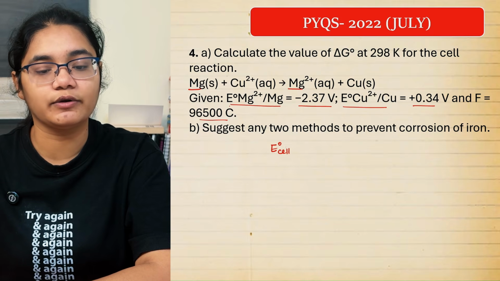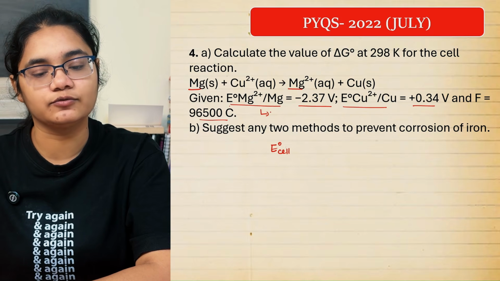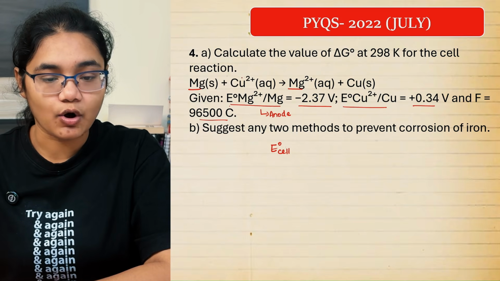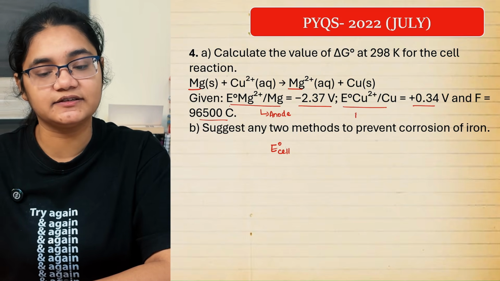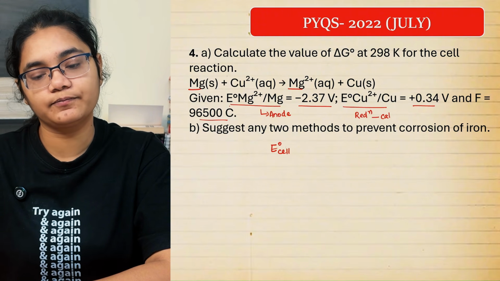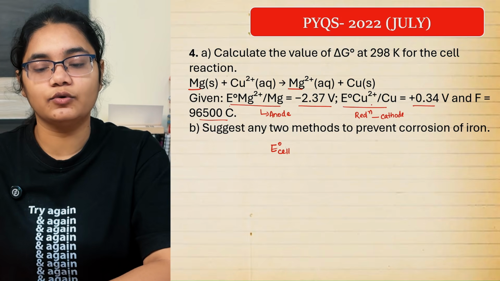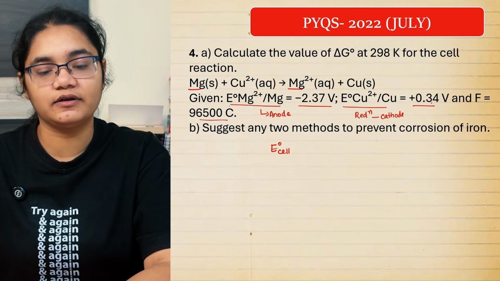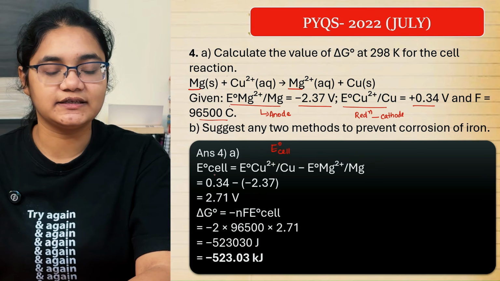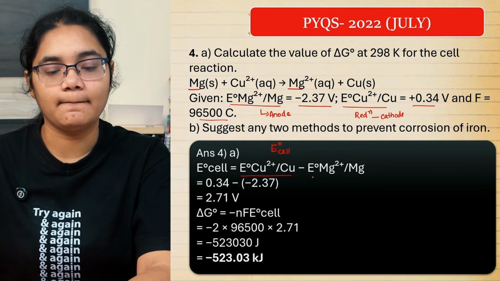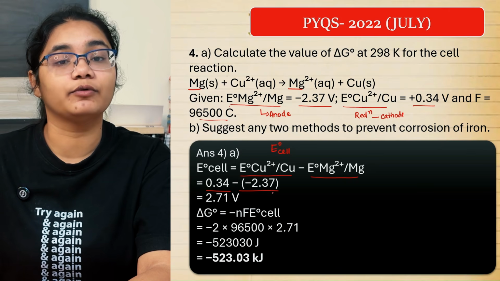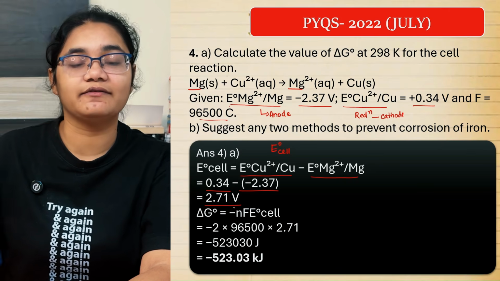See, magnesium is undergoing oxidation, so definitely this has to be the anode. You can see Mg is going from 0 to plus 2. Now copper is going from plus 2 to 0, so that means it is undergoing reduction, so that has to be your cathode. So cathode minus anode, so plus 0.34 minus 2.37 volt. E naught of the cell is E naught of copper minus E naught of magnesium, so plus 0.34 minus 2.37, which gives me 2.71 volt.